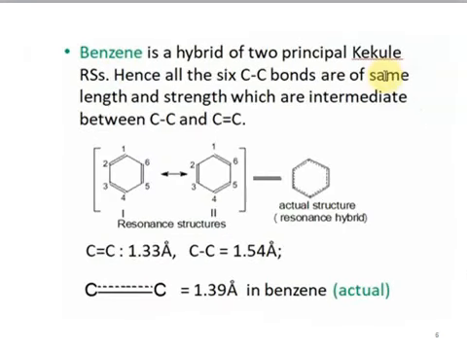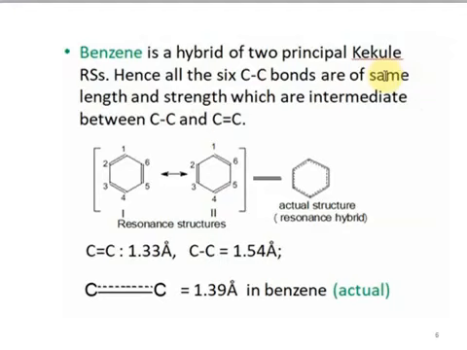Again, we have another example. So this is a typical example of benzene. So benzene is a hybrid of two principal Kekulé structures, right? Both of these are not the original molecule. So both of these are resonance structures or the contributing structures, right? We also have Dewar structures, but since their contribution is lower, we are not showing them here, right?